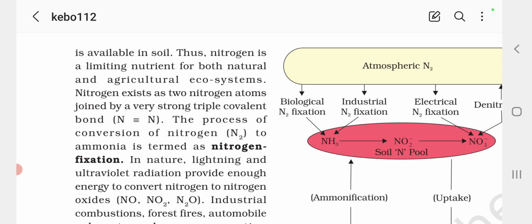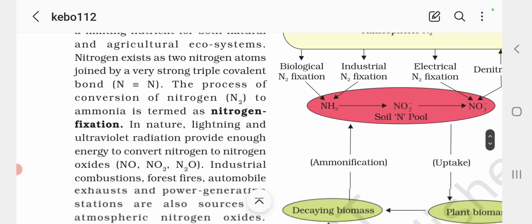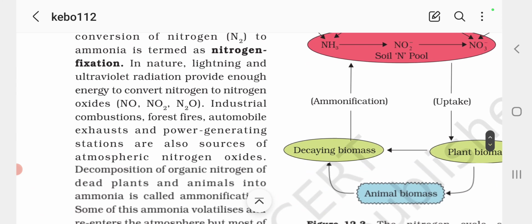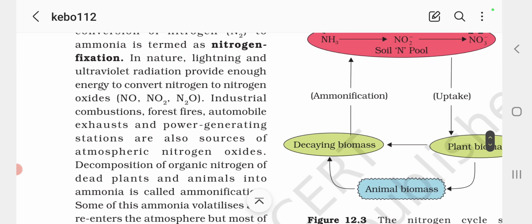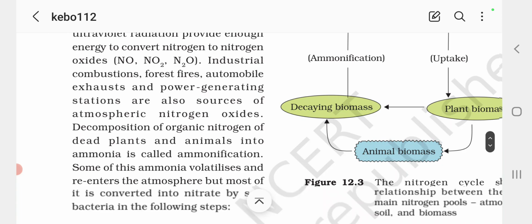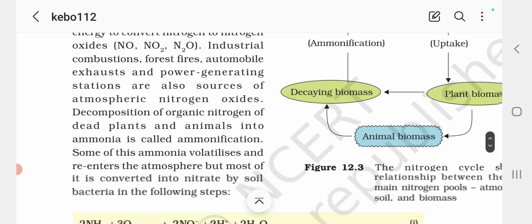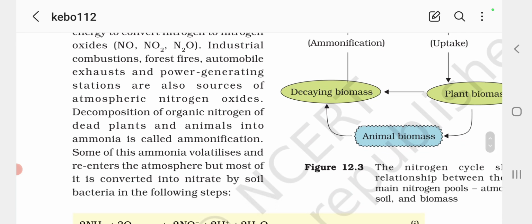Nitrogen exists as two nitrogen atoms joined by a very strong triple covalent bond. The process of conversion of nitrogen to ammonia is termed nitrogen fixation. In nature, lightning and ultraviolet radiation provide enough energy to convert nitrogen to nitrogen oxides. Industrial combustion, forest fires, automobile exhaust, and power generating stations are also sources of atmospheric nitrogen oxides.